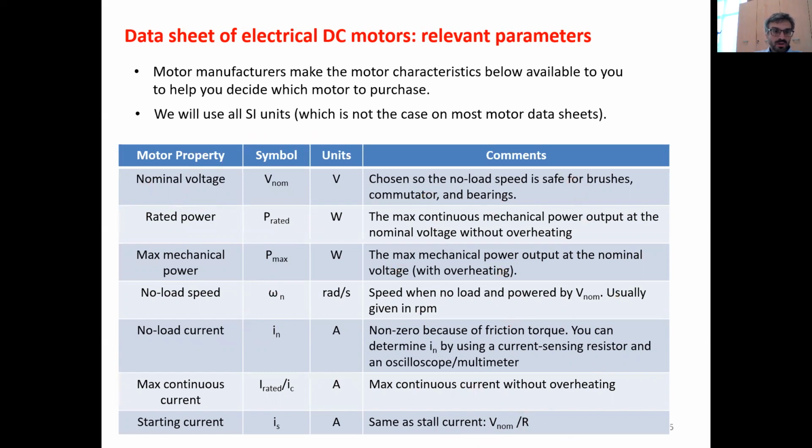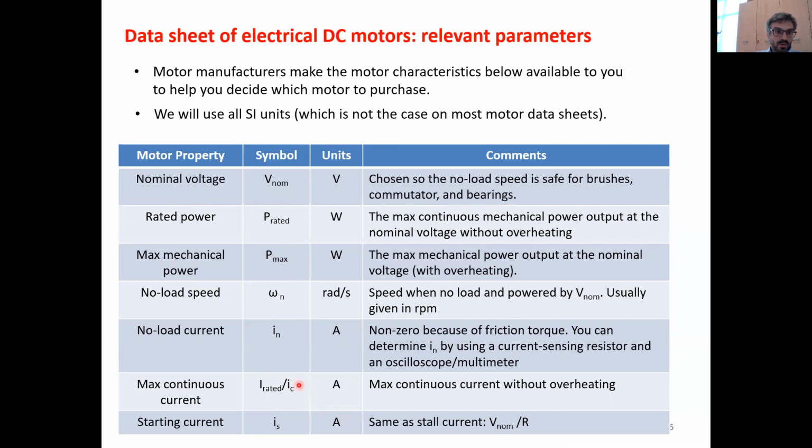If you have a brushed DC motor, we have the rated power, which is the power related to the maximum continuous torque we can provide without overheating. The maximum power operating point, so the maximum power that we can deliver.